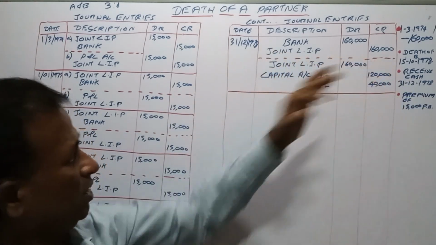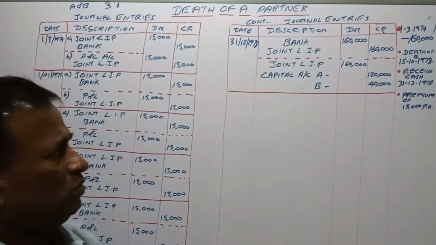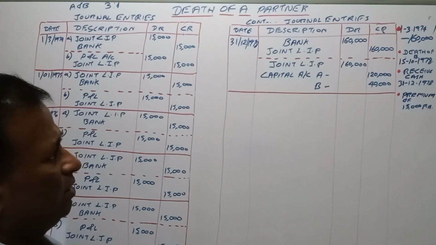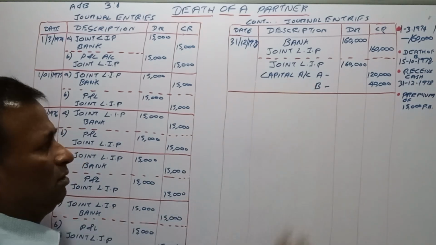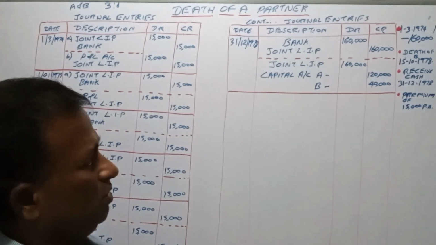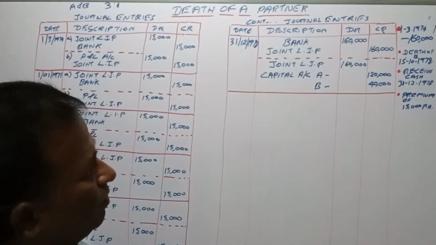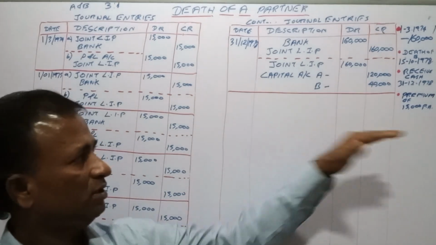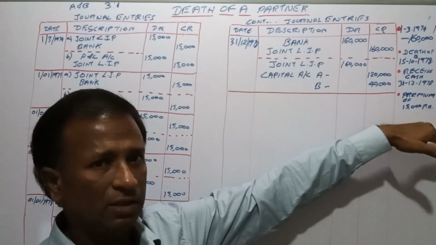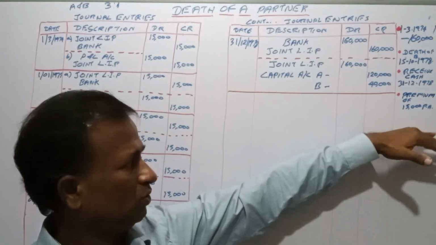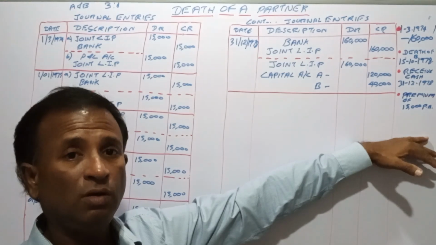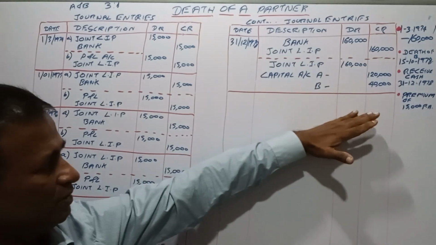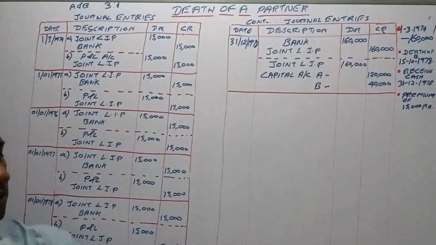This is for the capital account. It may be paid off some other way, or we can settle through the capital account. His nominee can get the amount, right? This is the journal entry that we had to pass in relation to the joint life insurance policy taken by the partners. If one of the partners died, this is the accounting treatment we had to make.